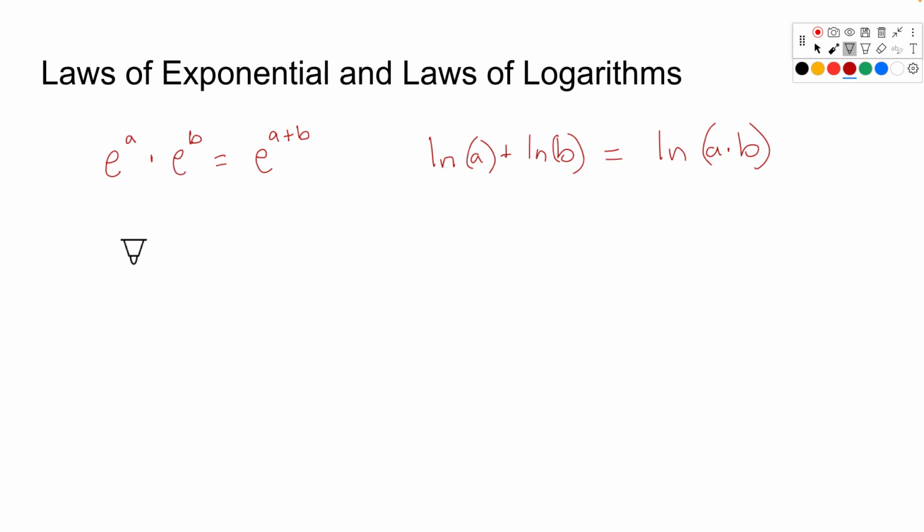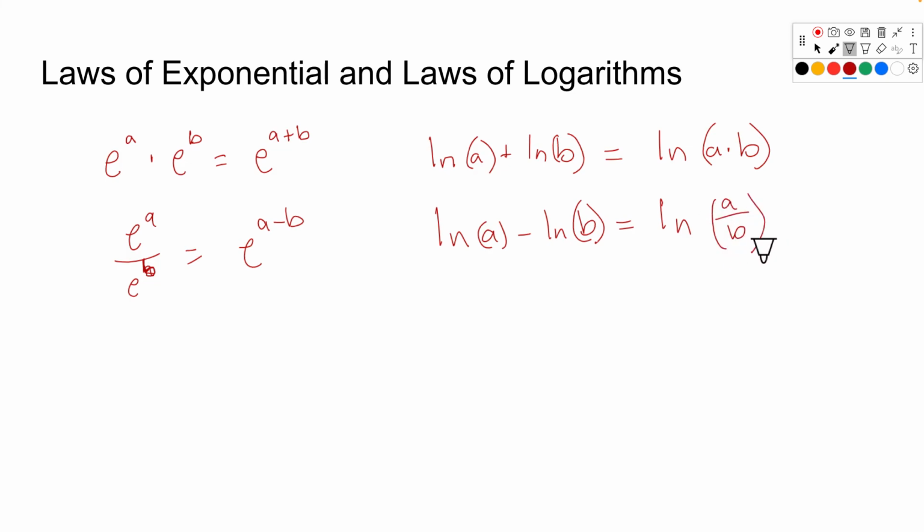The other one over here, what if we had e to the a divided by e to the b? We could have done that, but what's that going to be equal to? A minus b. So in logarithms, that looks very similar. Natural log of a minus natural log of b is going to become division within a single logarithm.